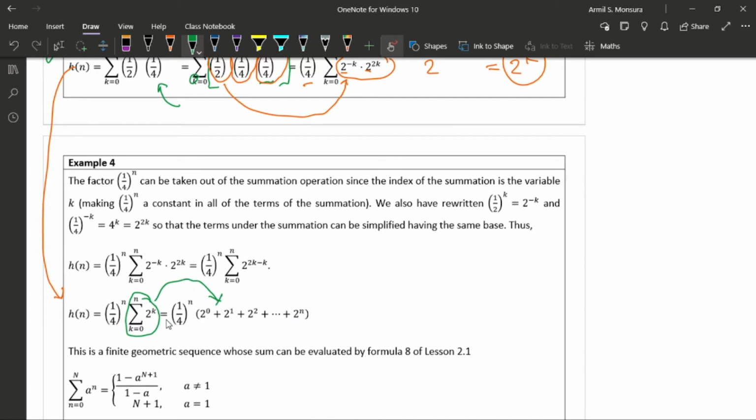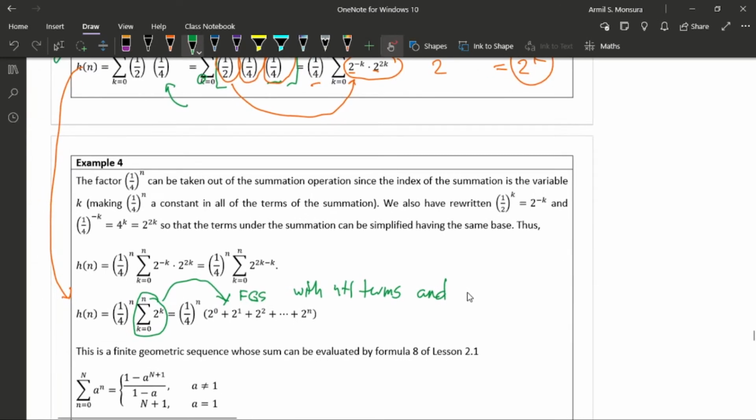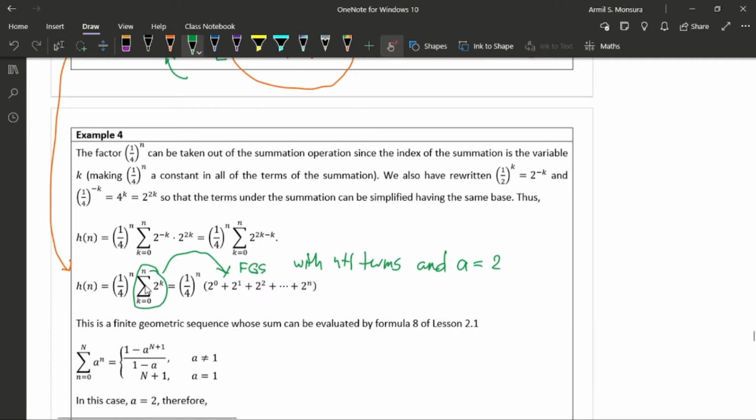Okay? So we see na makakabuo tayo ng geometric series. Okay? So this summation, okay, is actually a finite geometric series with n plus 1 terms, and yung base natin ng geometric series natin, or essentially yung common ratio ng geometric series natin, which is identified as A, is equal to 2. Okay? So this summation is actually a finite geometric series with n plus 1 terms and the common ratio equal to 2.